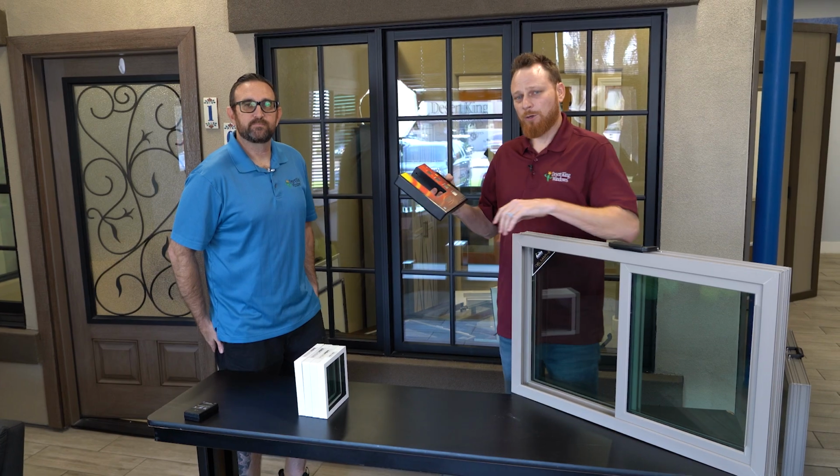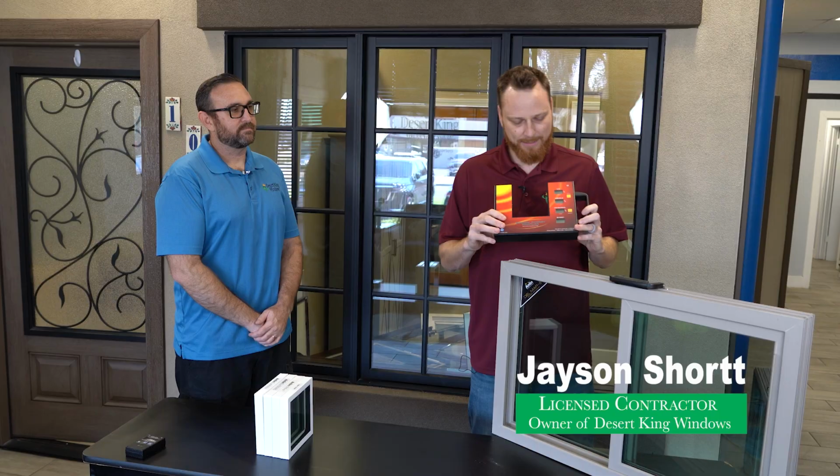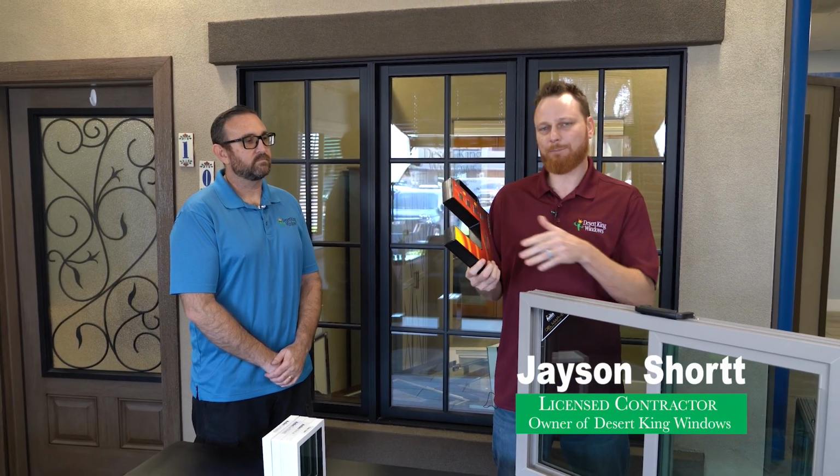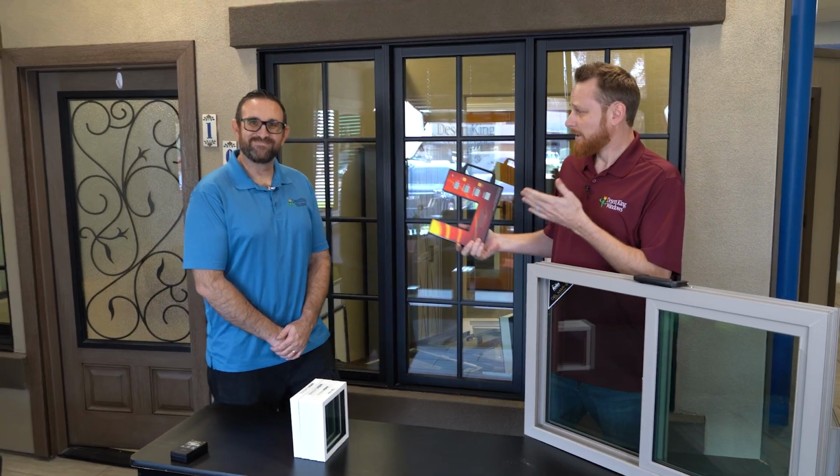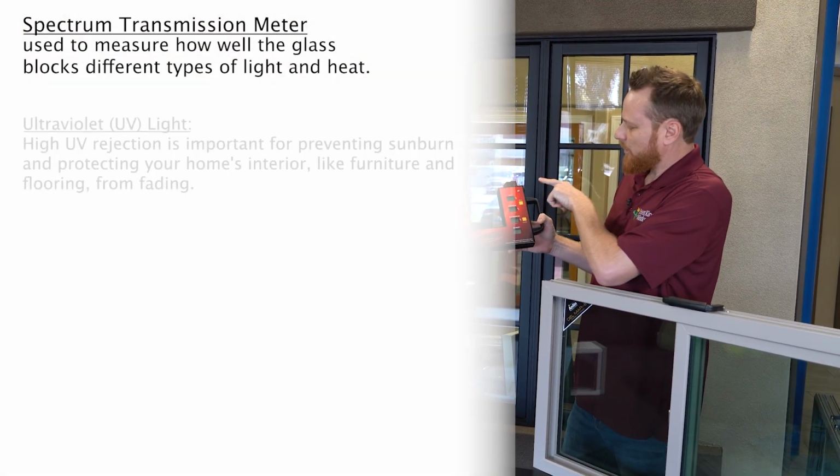All right, so today we got a fancy little gizmo we get to play with. This is a Spectrum. It measures a couple of different things. So to kind of help me out, because there's a lot of different parts here, I brought in my stunt double, Kobe here. We got UV rays.